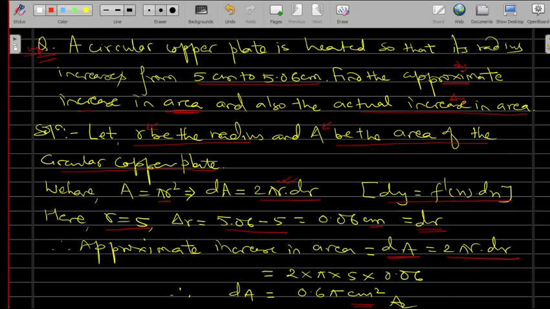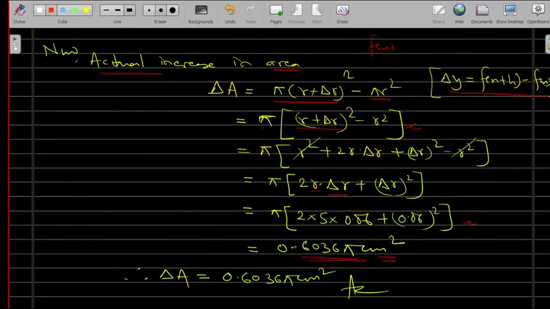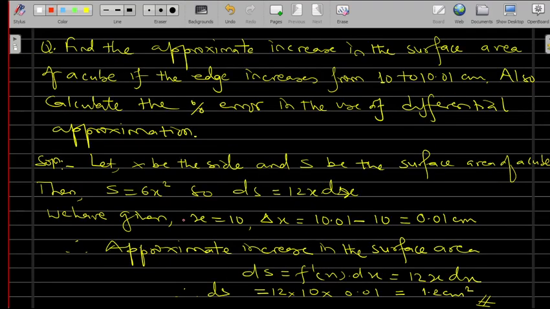So we have to find the actual and the approximate. We find this. Now the next important question is: find the approximate increase in the surface area of a cube if the edge increases from 10 to 10.01 cm. Also calculate the percentage error in the use of the differential approximation. You have to find that.